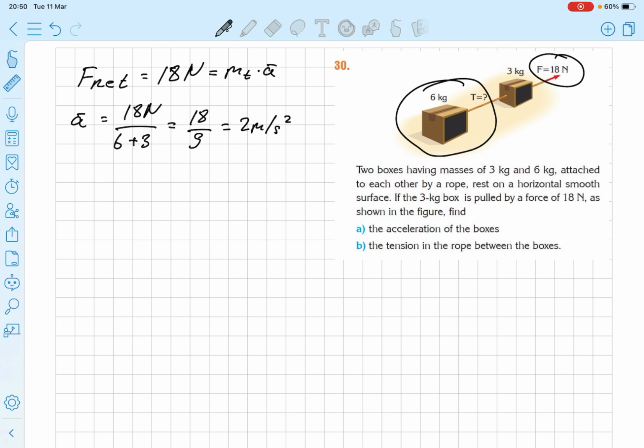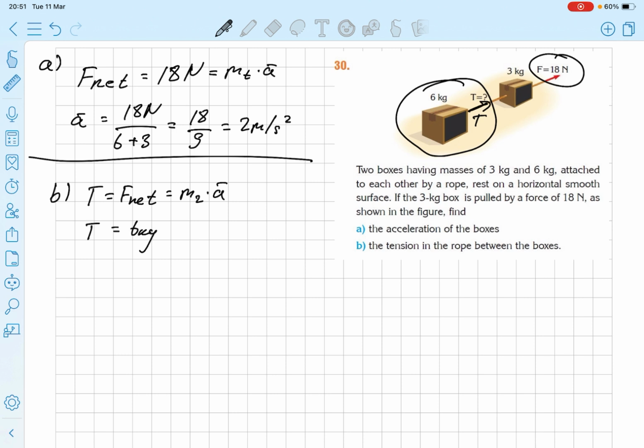So here, for the second object, the external force will be the tension. This tension is our external force. So tension will be our F net, which maintains the motion, yeah? Maintains the acceleration. It will be equal to m2 times the acceleration. So tension is equal to mass 2, which is 6 kilograms, times acceleration, which is 2, which is 12 newtons of force.